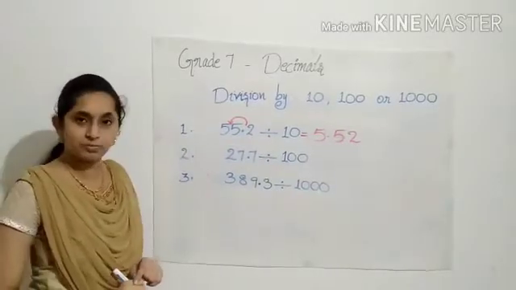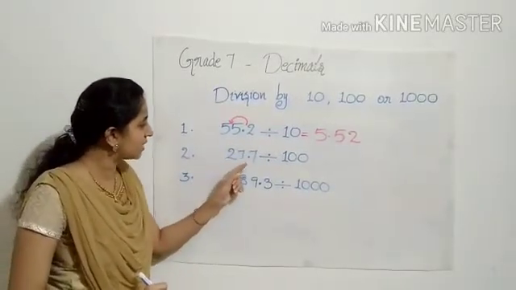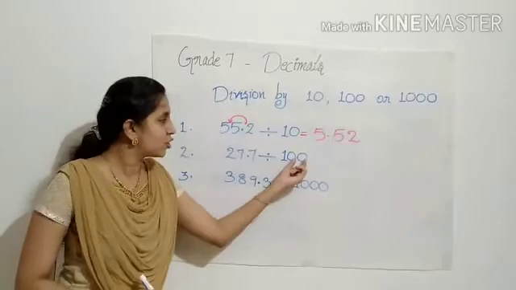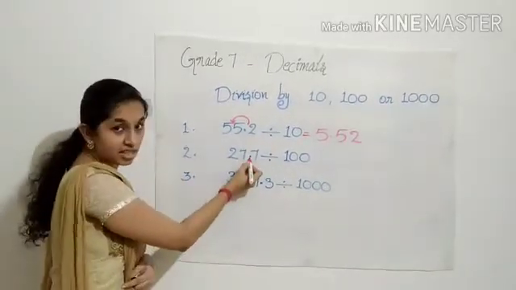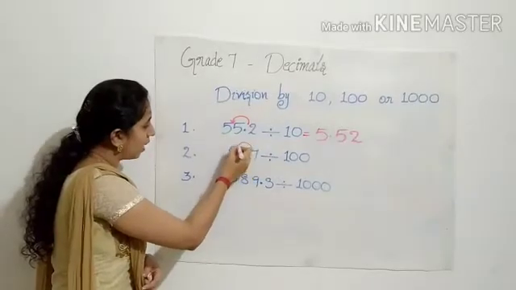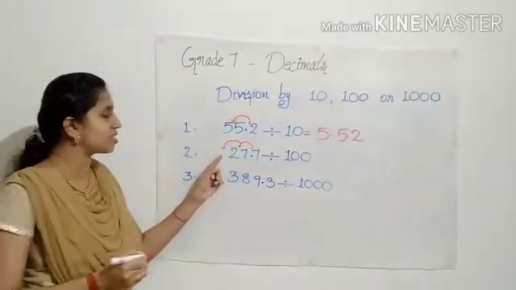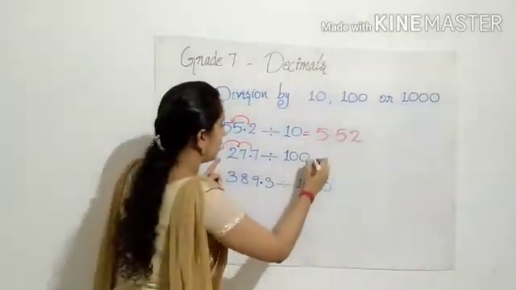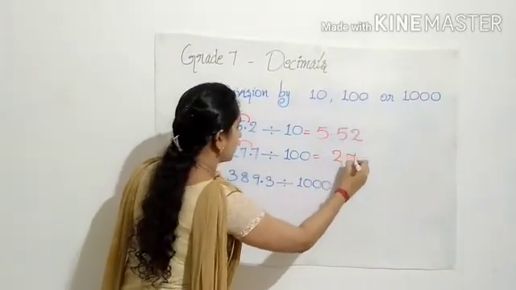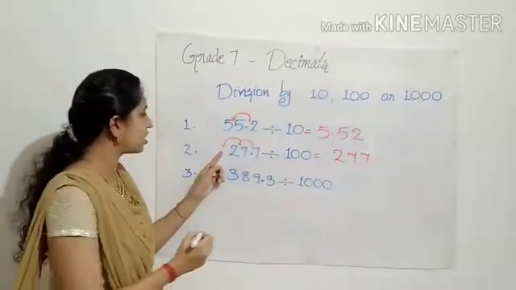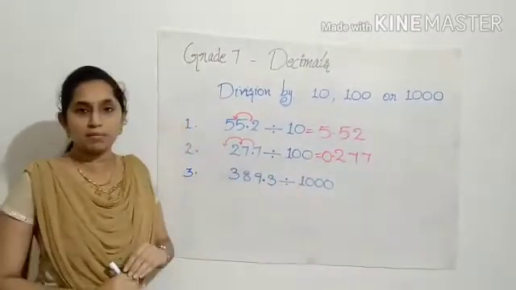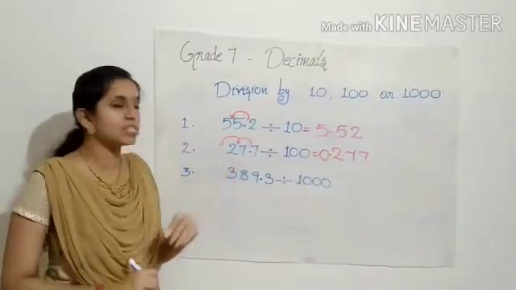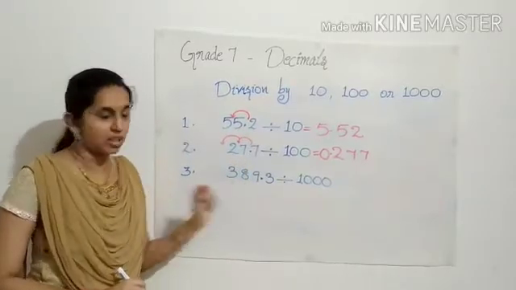I hope it's clear. Now, second question. 27.7 divided by 100. 2 zeros means 2 places backward. The decimal point is here now. From there, 1, 2 places. It reaches here. That means 277. The decimal reaches here and you just write a 0. So the answer becomes 0.277. Let's move on to the third question.